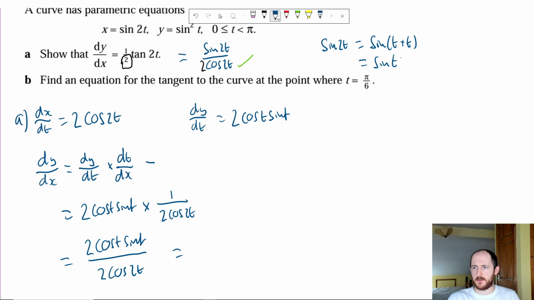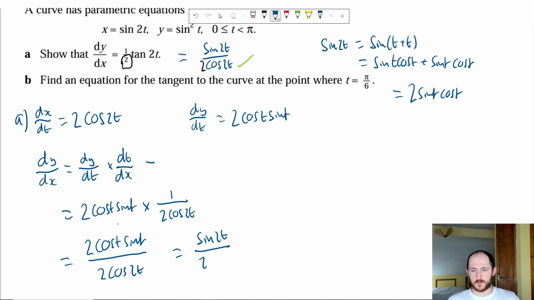And you get sine t cos t plus sine t cos t, and you get 2 sine t cos t, which is exactly what we have here. It's just I wrote cos t sine t. So that equals 2, no it doesn't. That equals sine 2t over 2 cos 2t, which is a half tan 2t, which is exactly what they want.